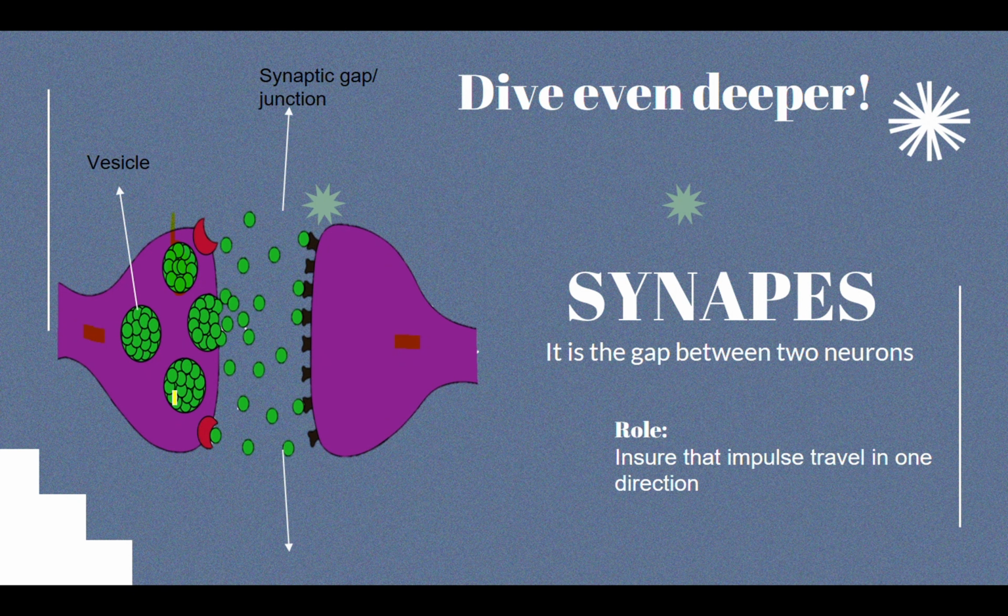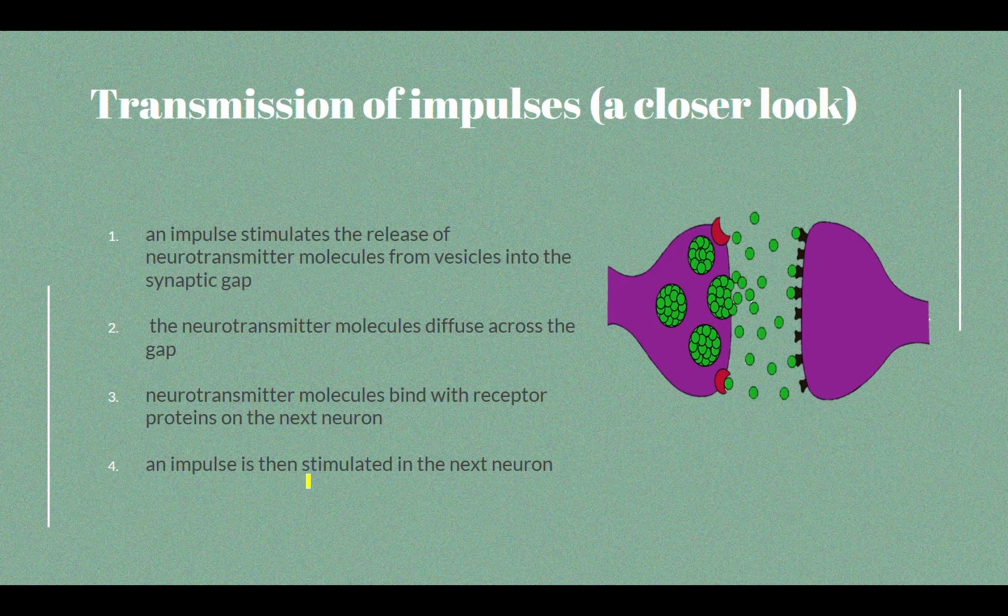Now, the large ones are vesicles, but the small ones are what? They are neurotransmitters. So, what can we conclude? That the vesicles would make the neurotransmitters. And then we have the black, let's say, parts on the next neuron. It is known as receptors. These are the ones that receive the neurotransmitters, and that's all.